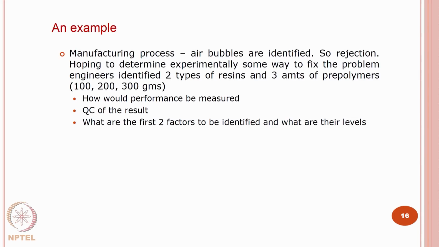This is in continuation to the previous slide where we talked about factors, levels and response. Here is an example. I am manufacturing a product, but there are air bubbles inside the product, as a result of which the product is being rejected. I want to minimize the rejection. In order to do that, I want to understand the reasons behind the air bubble. I understand the reasons that contribute to the air bubbles are your resins and the amounts of prepolymer.